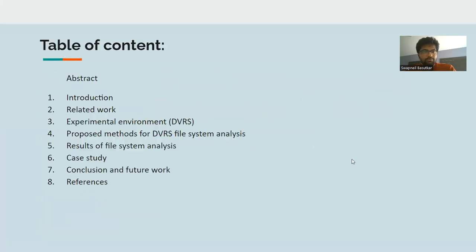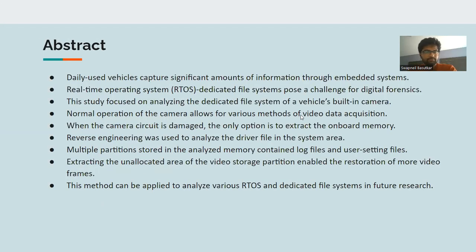Let's move on. So the table of contents is something like this. First, we have the abstract, introduction, related work, experimental environment, proposed method for DVRS file system. Here, DVRS stands for Drive Video Recording System. And then we have results of file system analysis, case study, conclusion, and future works and references.